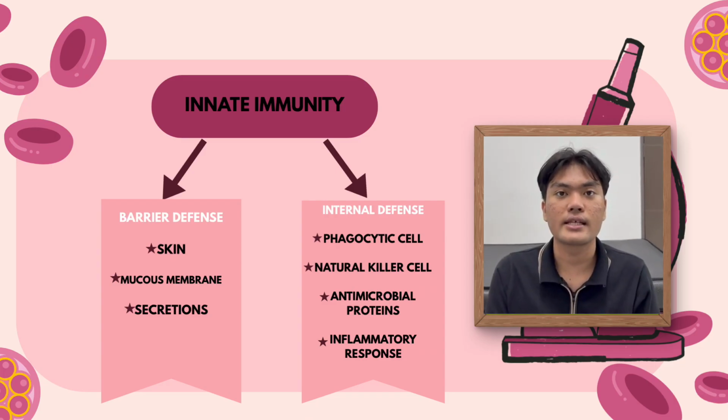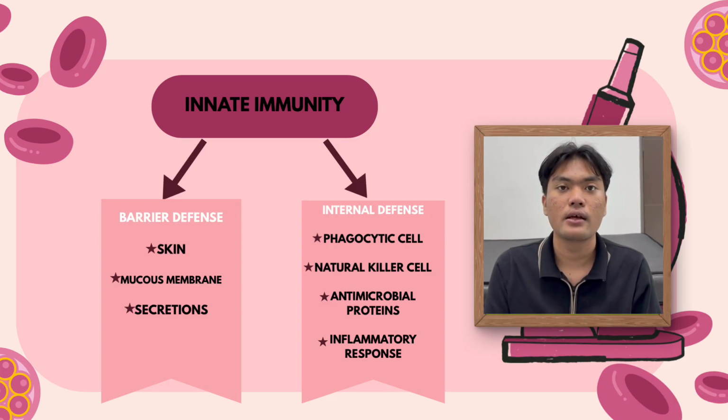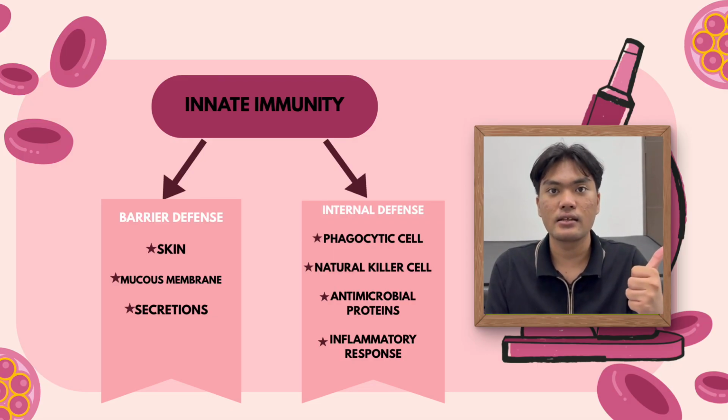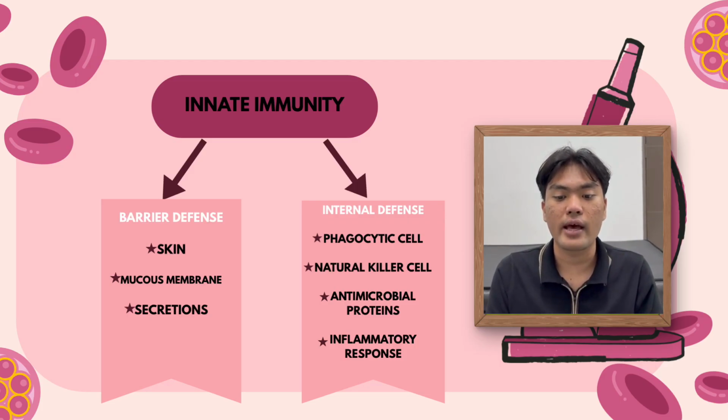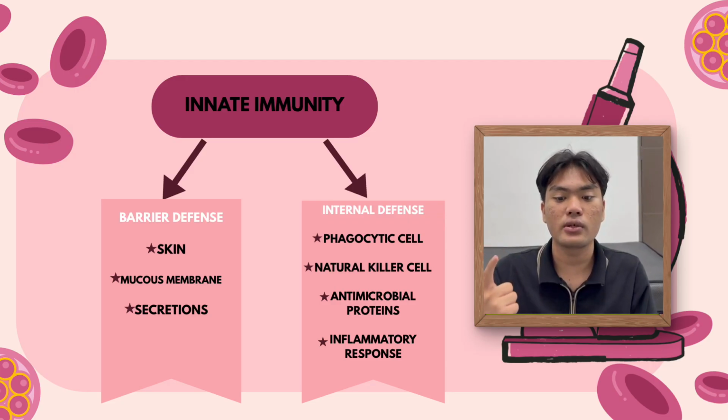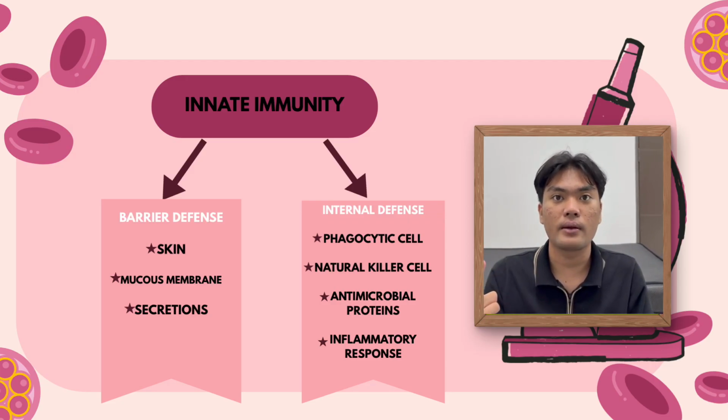Next, we will go to the examples for innate immunity. Innate immunity consists of two defenses, which are barrier defenses and internal defenses. For barrier defenses, there are three types of defenses. First, skin, mucous membrane, and secretion. For internal defenses, we have phagocytic cells, natural killer cells, antimicrobial proteins, and the inflammatory response.